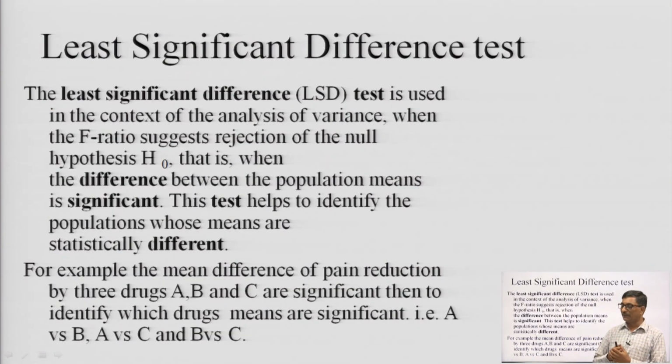Now, another term is the least significant difference test. The least significant difference test is used in the context of analysis of variance when the F ratio suggests rejection of the null hypothesis, that is, when the difference between the population means is significant. The test helps to identify the populations whose means are statistically different. For example, the mean difference of pain reduction by 3 drugs A, B and C is significant. Then to identify which drug means are significant, we compare the A versus B group, B versus C group and A versus C group.